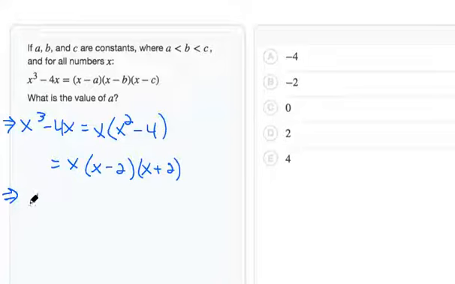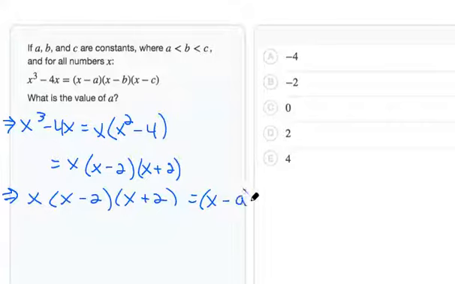So we have x times x minus 2 times x plus 2 equals some version of x minus a times x minus b times x minus c. Now, just because they're in this order does not mean that a is 0, b is 2, and c is negative 2. It just means that we have the factors, and we don't necessarily know whether they're lined up correctly or not. But if we rewrite these factors to match the right-hand side, we can rewrite this first factor as x minus 0.